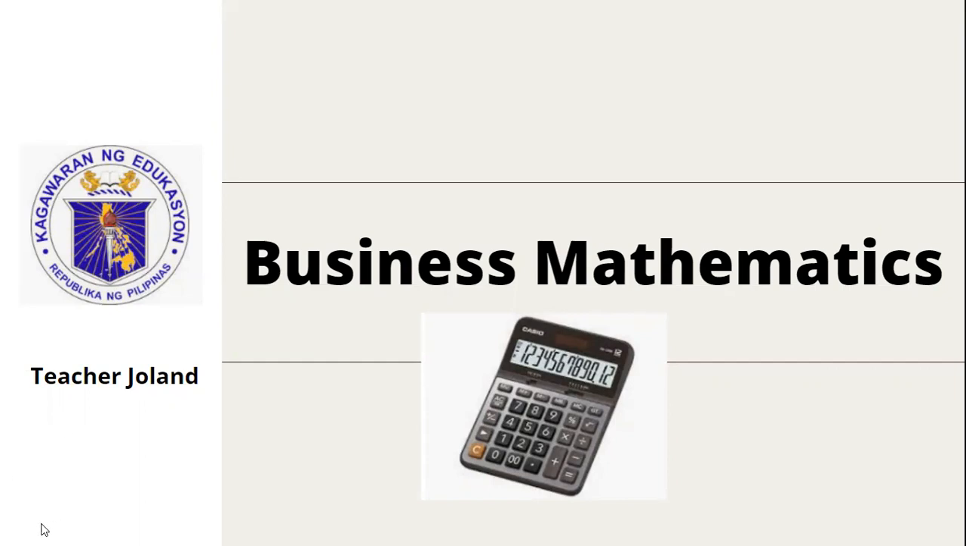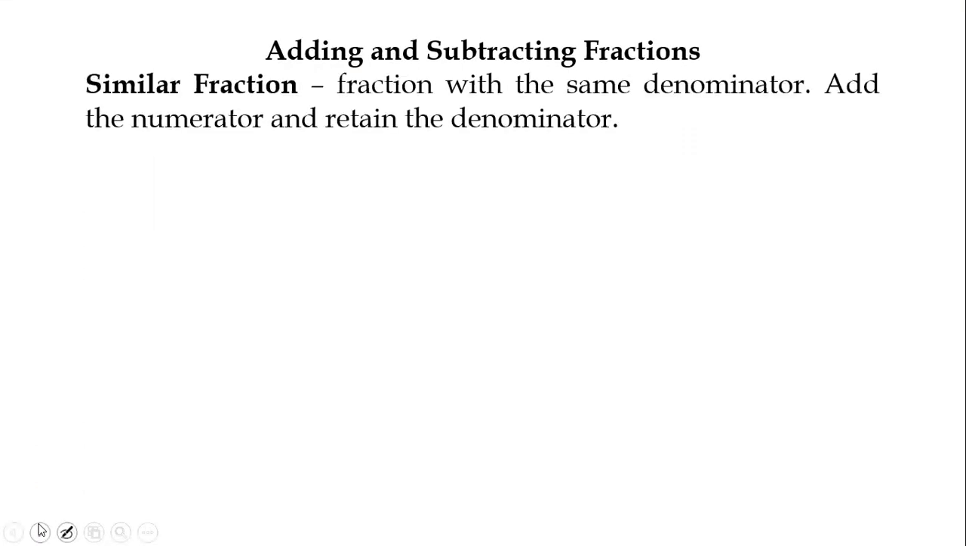And right now we are going to discuss adding and subtracting fractions. Before we proceed to add and subtract fractions, we need to determine first if the fractions provided are similar or dissimilar fractions. When we say similar fractions, these are fractions with the same denominator, and to add similar fractions, just add the numerators and retain the denominator. Let's take a look at the example here.